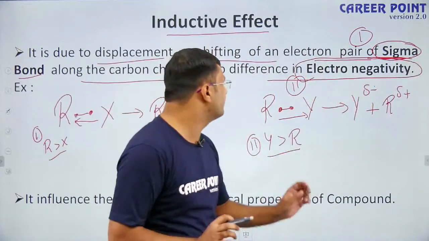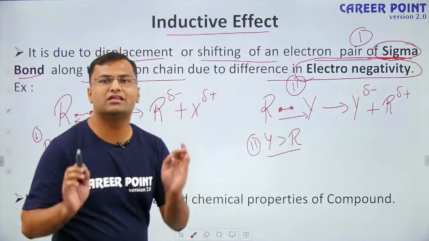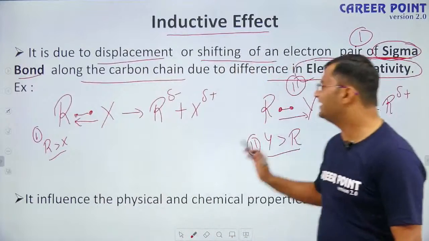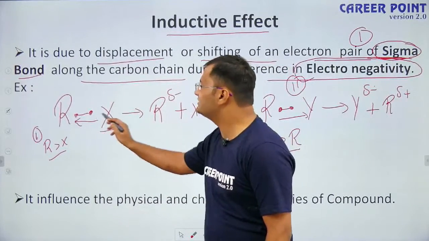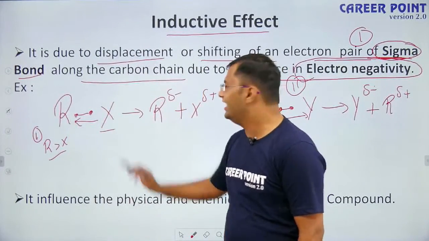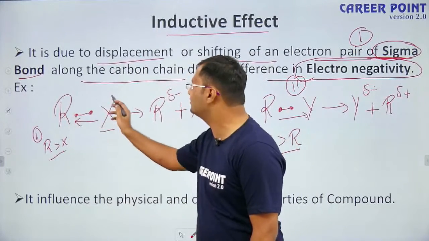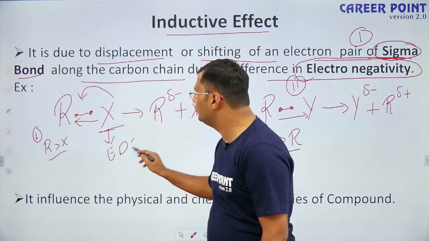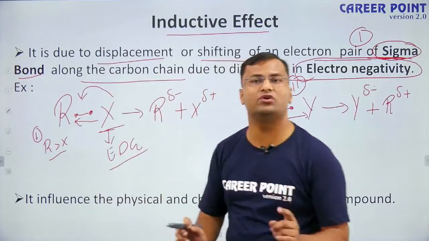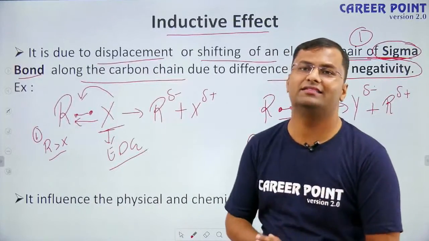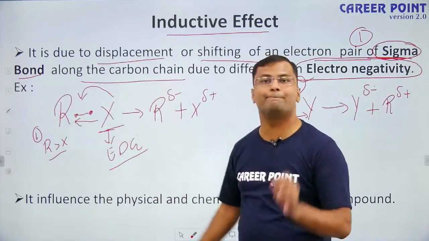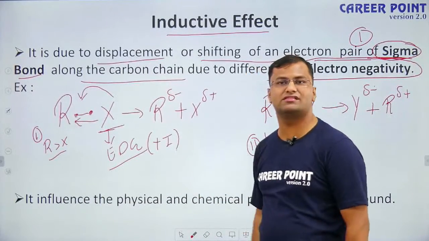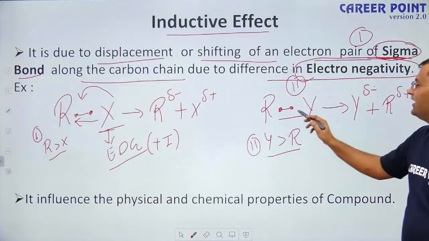This shifting of electron is known as inductive effect. Clear? Okay, so this is called an inductive effect. Here X is donating electrons to R. This X is donating electrons to R, so this X is known as an electron donating group, and we will study further that this X is also causing a plus I effect. We will discuss that later.